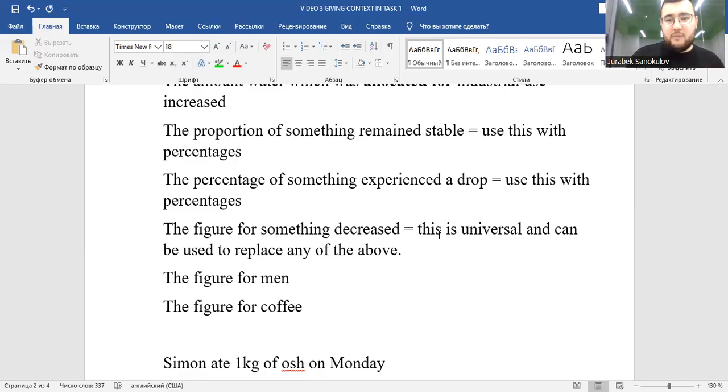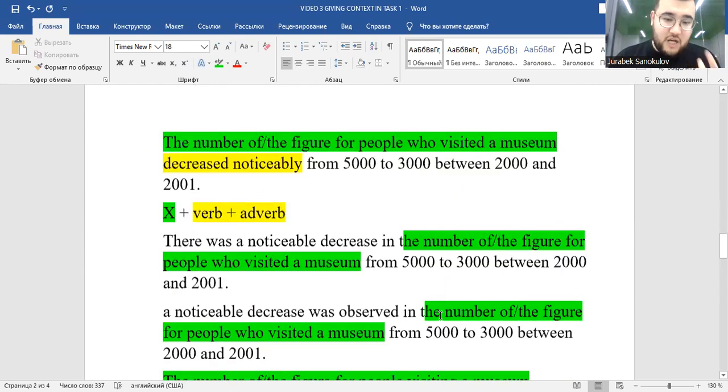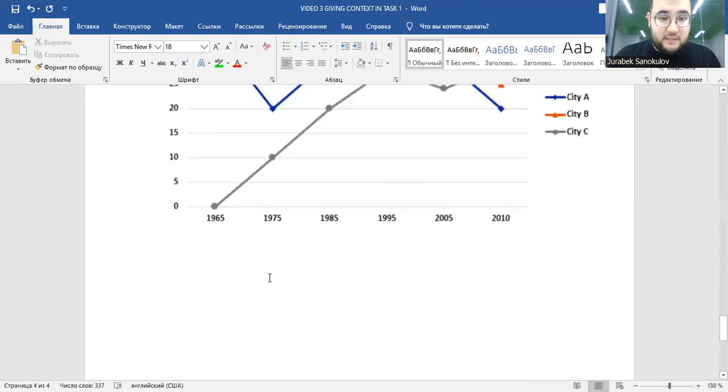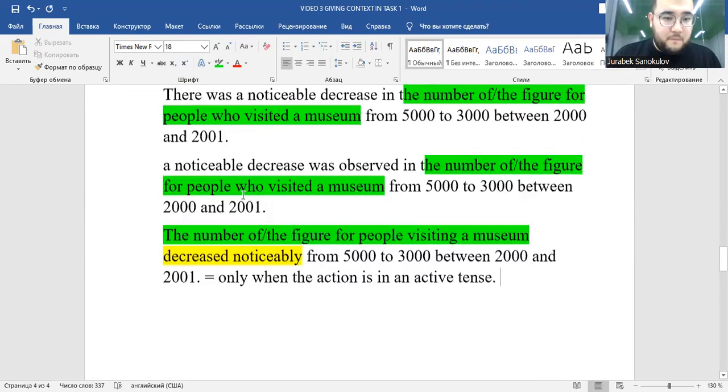Will the reader be able to understand the context from these sentences that I'm providing? You need to ask these questions all the time so that you can provide good context. So we're done talking about the universal ways of giving context. Now we're going to talk about non-universal ways of giving context.